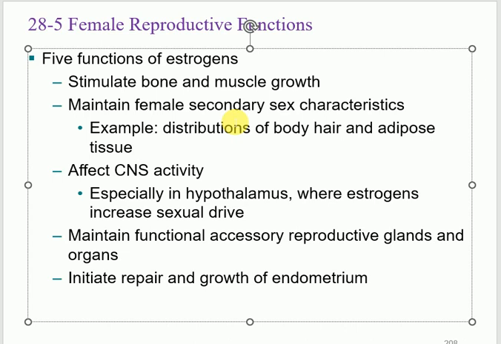In menopause, estrogen goes down, the bone becomes weak, fragile, and this is what we call osteoporosis, if you heard about this. What else? It will maintain female secondary sexual characteristics, also just like the testosterone. It's the same thing, but in a different way in the females.